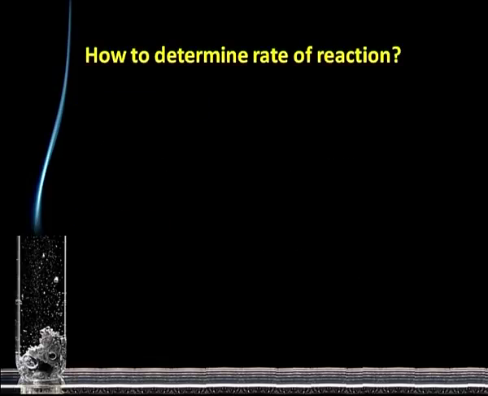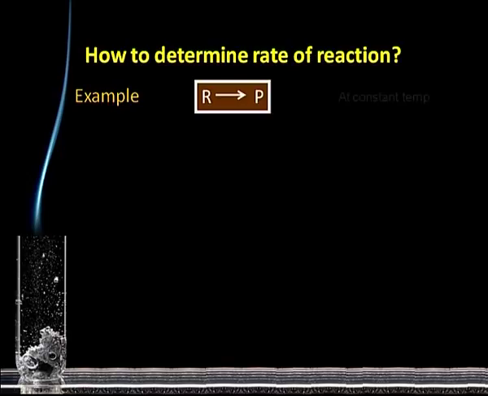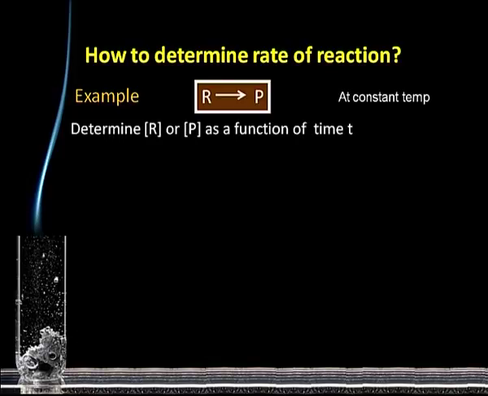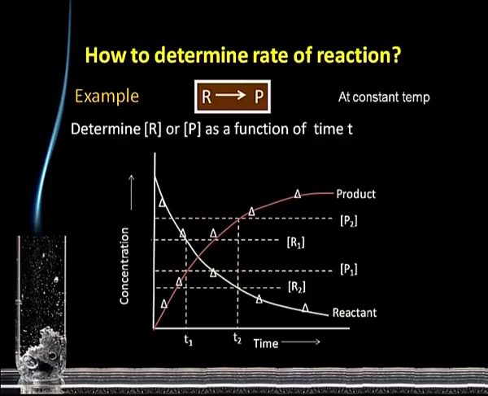How to determine rate of a reaction? Consider a simple reaction, reactant R gives us product, and we know that the temperature has to be kept constant when we study the rate of reaction. What do we do? We determine the concentration of R, the reactant, or that of the product during the course of the reaction at stated intervals of time, after 10 minutes, 20 minutes, 30 minutes, etc., depending on how fast or slow the reaction is. And we get a plot like this.